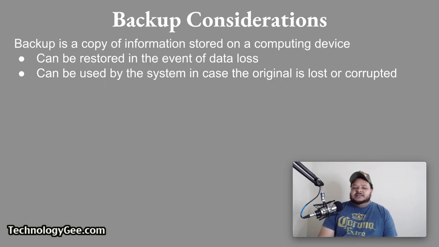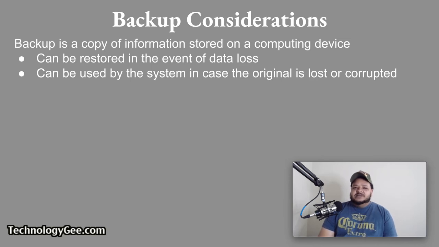Backup consideration. When hardware fails, you can purchase replacements, but when storage devices fail, the data is lost unless you have backup copies. A backup is a copy of information stored on a computing device, such as a laptop, desktop, server, or mobile device. A backup can be restored in the event of a data loss. A backup copy of information on a system can be used by the system in case the original is lost or corrupted. There are many backup methods designed for different purposes.